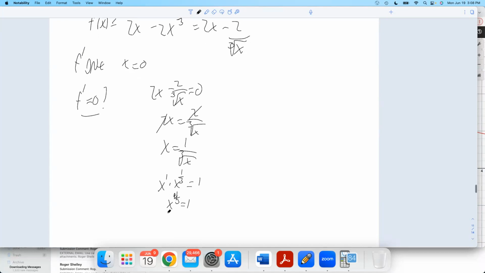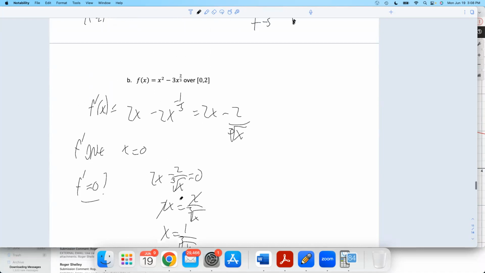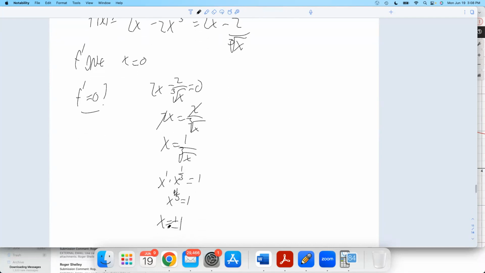We actually get 2 values for that. This will actually be x equals plus or minus 1. But I only care about x values inside my interval of interest. Who cares about that -1? Yeah, we're going to have a critical point at -1. It's not in my interval. Don't care. X equals 1. So I have 2 critical values: x equals 0 and x equals 1.